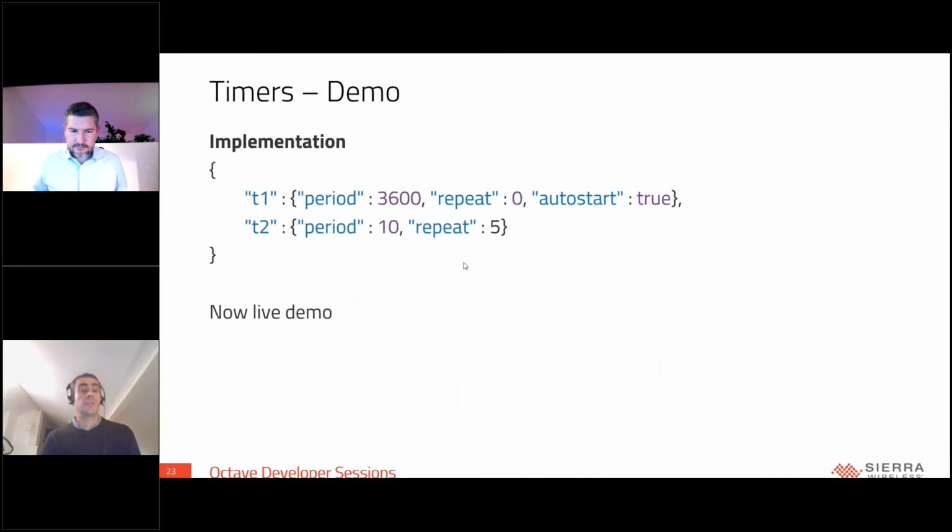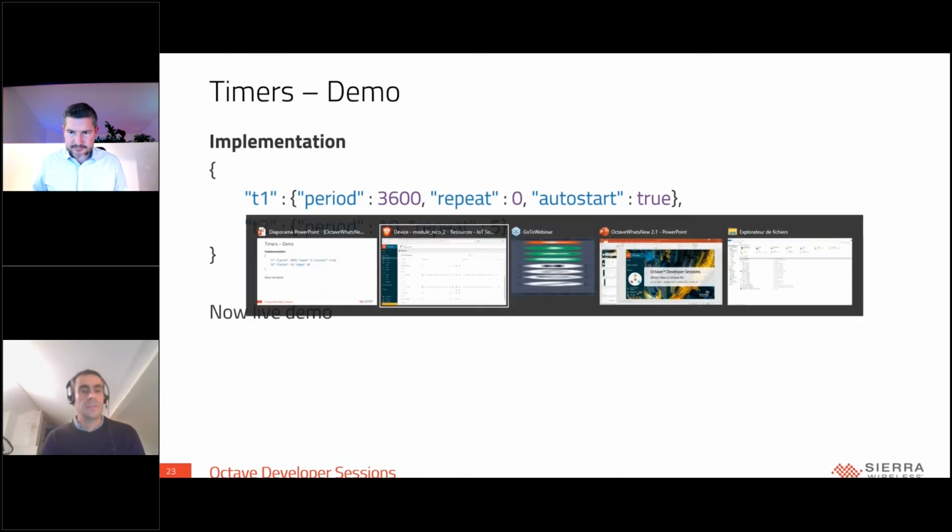The JSON implementation of this is: T1 period 3600, so that makes 1 hour, repeat 0, so repeat indefinitely, and autostart, so it starts at the beginning. And T2 fires every 10 seconds and repeats 5 times. So now I can show you with the code in place on my device.